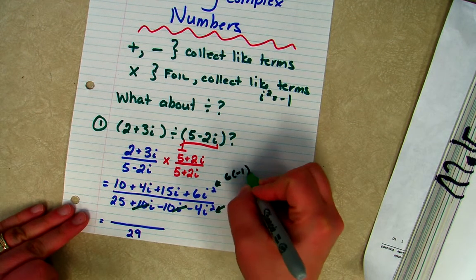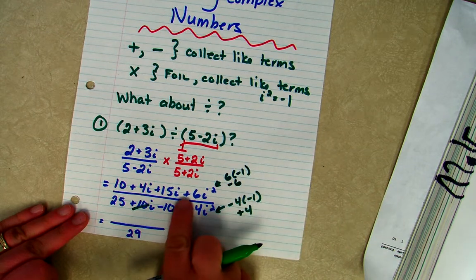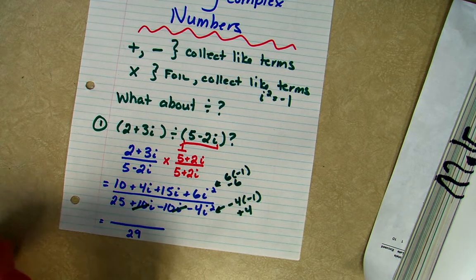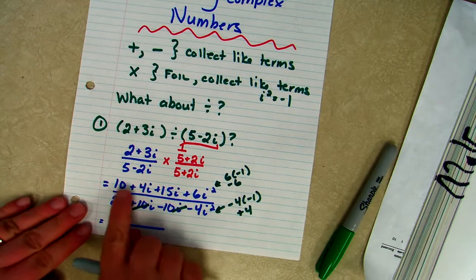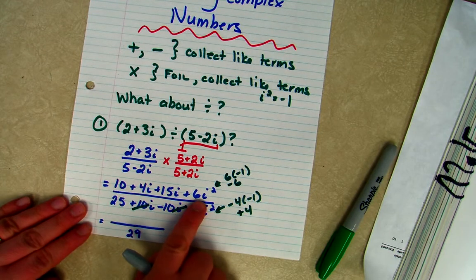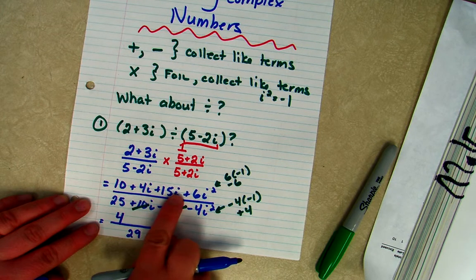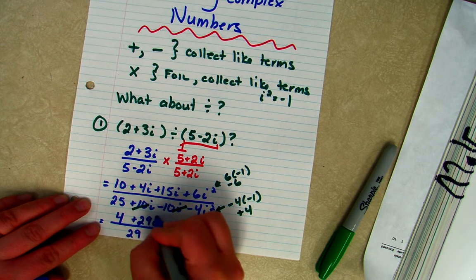So this is like 6 times -1. It was positive, so positive 6 times -1. So I'm really going to think about that as -6. So I have 10 subtract 6, which is 4. 4i plus 15i is 29i.